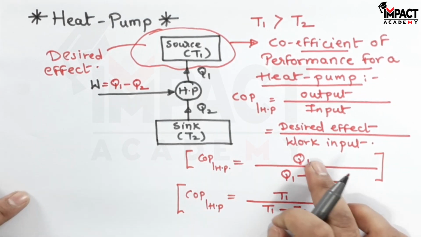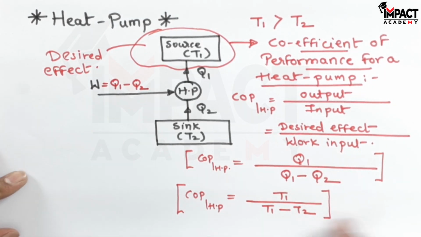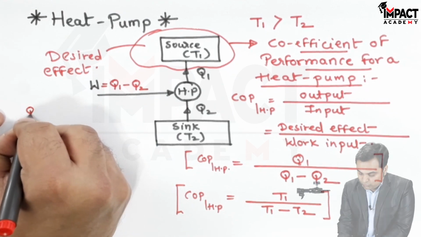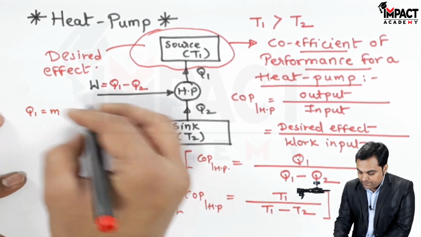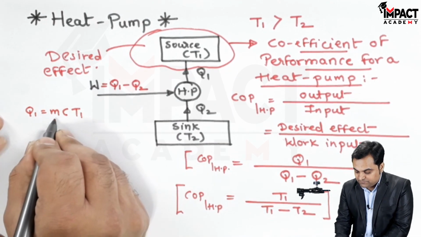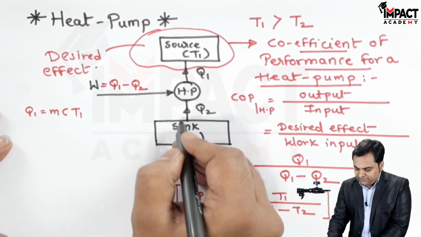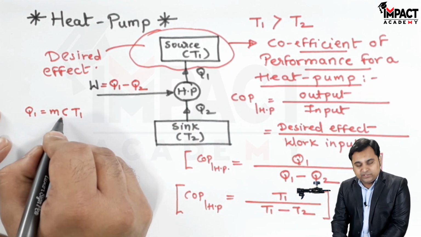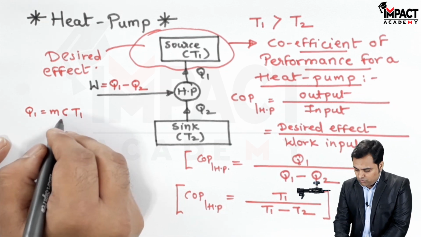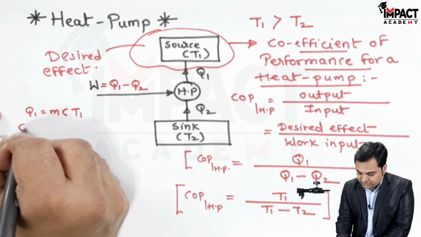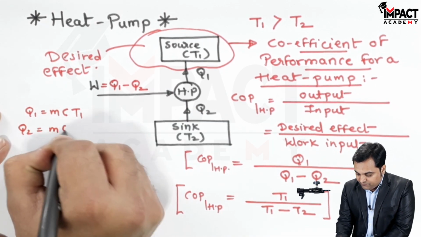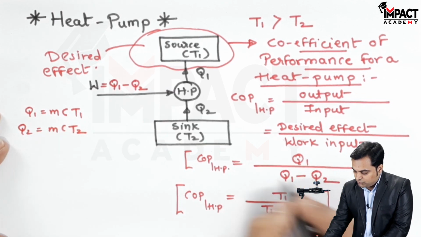Now how these heat transfers have been replaced with temperatures, for that I can explain. Q1 is given by the formula mc into T1, that is the mass of the working medium which we are using here. C is the specific heat of that working medium, T1 is the source temperature. Similarly for Q2 it is mcT2, and we put the values over here.